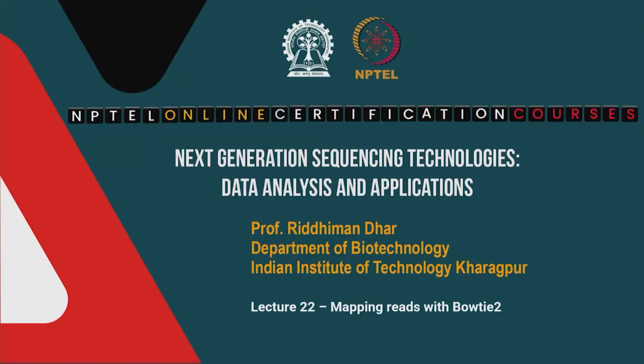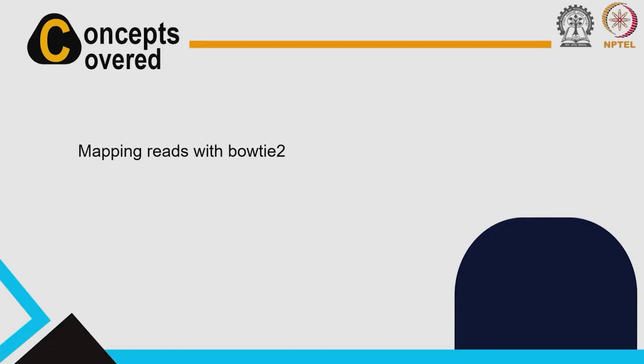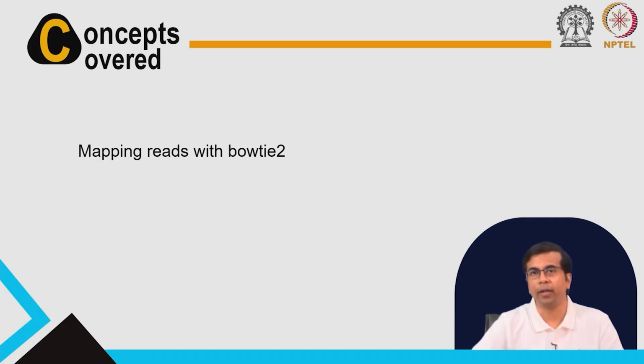Good day everyone, welcome to the course on next generation sequencing technologies, data analysis and applications. We have been discussing the mapping process, and in the last class we introduced the Bowtie2 tool. This is a tool that utilizes the Burrows-Wheeler transform with FM index and LF mapping to map reads. So, what we have discussed so far is how to utilize this tool, how to set this tool up, and how to build the index.